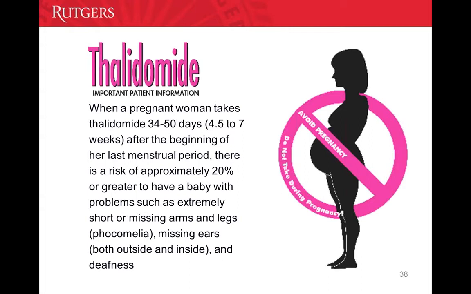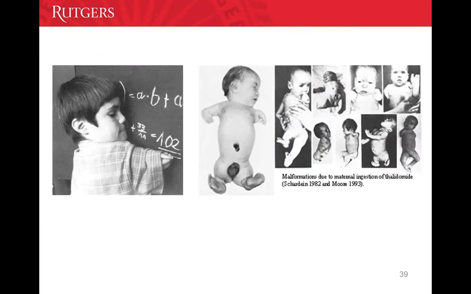And this is what's so interesting about this compound: if you took it earlier than that window of 34 days, you probably didn't see any effect. And if you took it later than the 50 days, you probably didn't see any effect. But in that narrow window of just a couple of weeks, that's when phocomelia occurs. Phocomelia, of course, is the very short or missing arms and legs. And also you have some problems with hearing and missing ears and deafness.